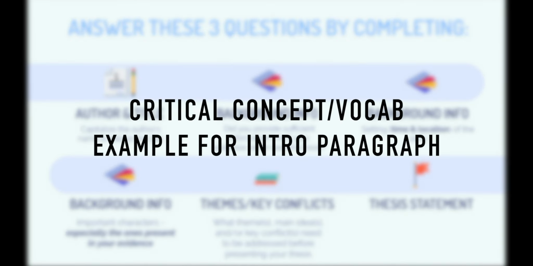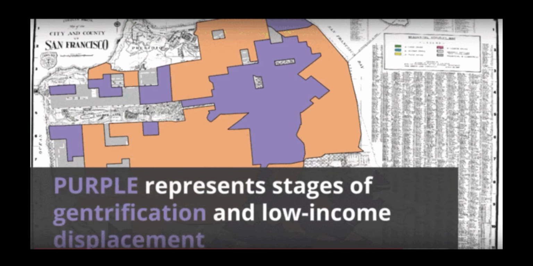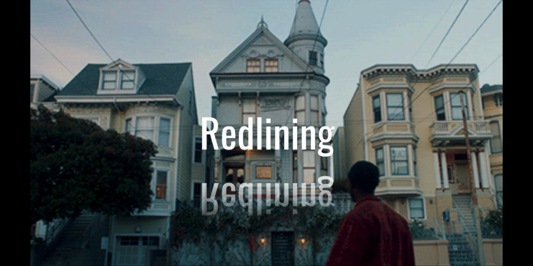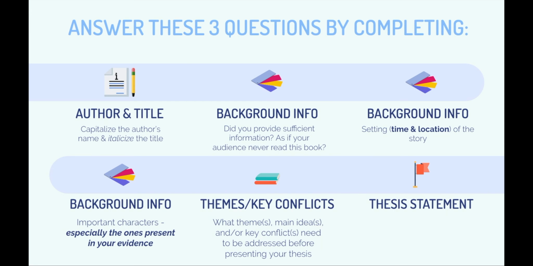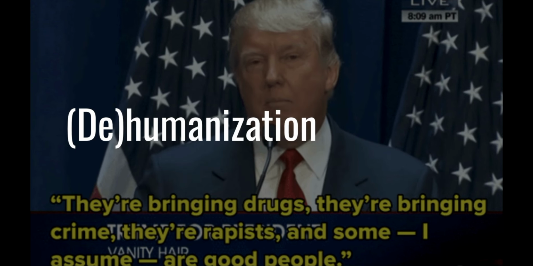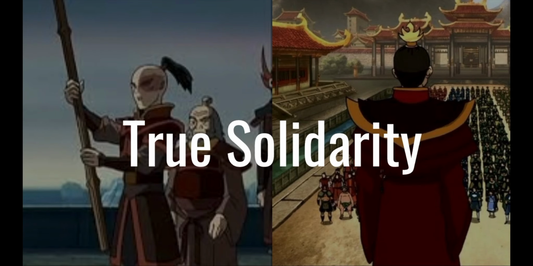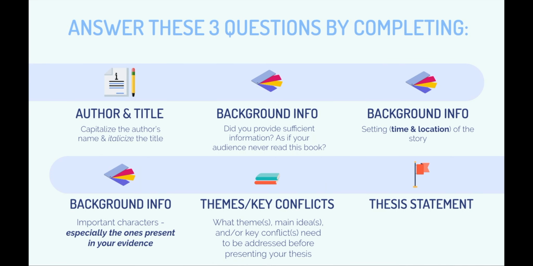I'll give an example for each grade. With 10th grade, A Raisin in the Sun, you may need to talk about gentrification, blockbusting, redlining, maybe even racism. Whatever terms you think you need to define, include that in this part of your introduction. For 11th grade, since we're reading Dear America, you may need to talk about what the difference is between documented and undocumented. What is dehumanizing language? What is true solidarity? All of these concepts that we've learned in class aren't necessarily everyday vocabulary that someone is going to use when you're passing by at the grocery store.